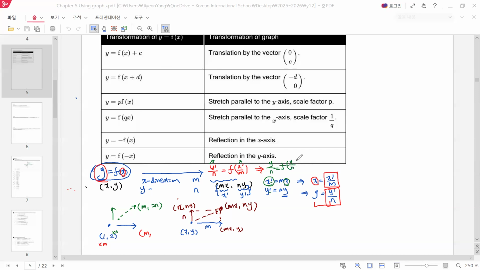But if you find it difficult in this way, just remember: stretch in the x direction with scale factor m is x over m. The y direction is going to be y over n. You can remember it in this way. Then y equals n f(x over m). That's why it looks like for scale factor n, y is the same, but for scale factor m, it looks like a reciprocal. But actually, it is the same as y over n equals f(x over m).